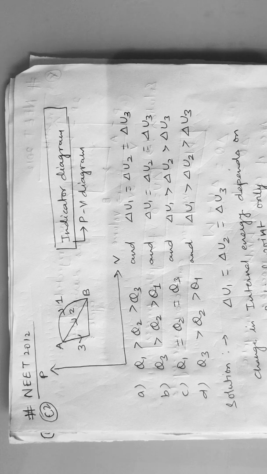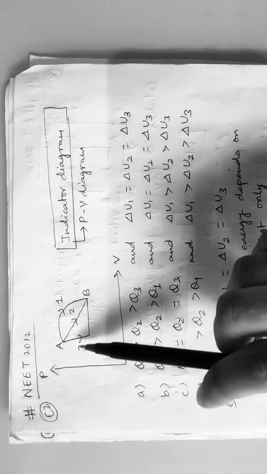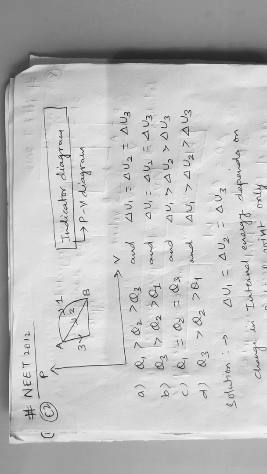Now dear students, we come to the third question. In this question, you can understand the question, it's a PV diagram. Now PV diagram has a specific name, that's indicator diagram. You can find here indicator diagram is the special name for PV diagram. Now here there are three paths, 1, 2 and 3. Okay, all start from A and end at B. So A is the initial point and B is the final point.